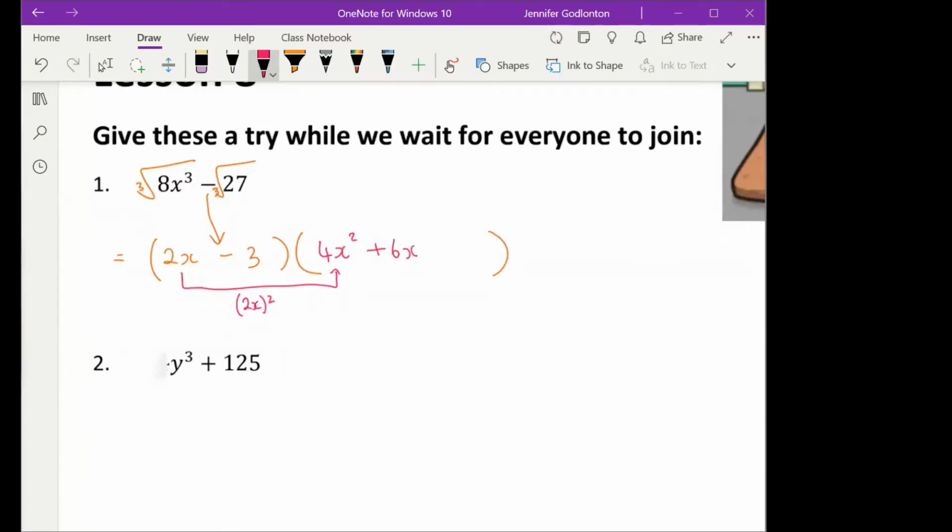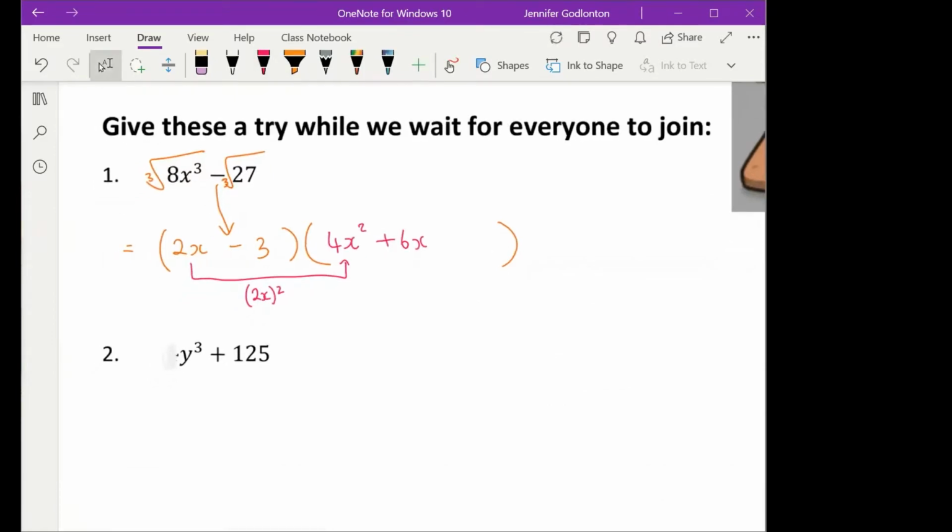Good. Why is it plus 6x? It's because it's the opposite of the first sign. Good. And then it's the multiplication of those two. Good. Yes, and then what's my last term? Plus 9. Yes. Well done. And that's going to be our second term squared. Excellent. Nice. Great start to the lesson.